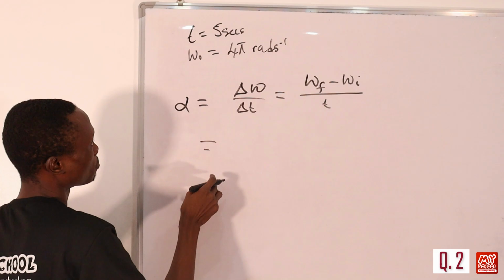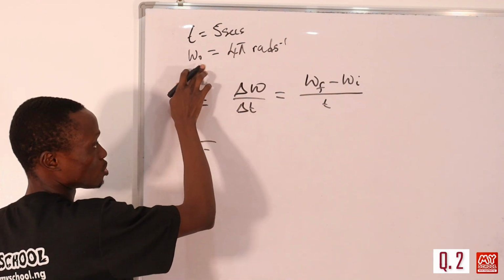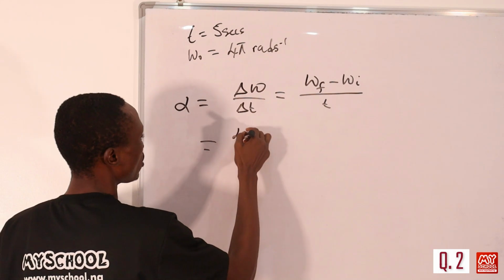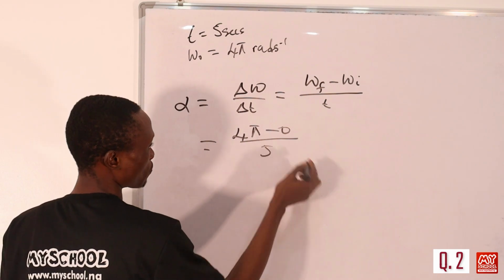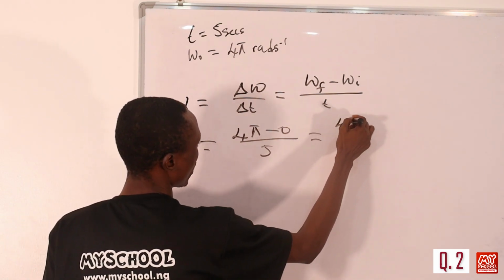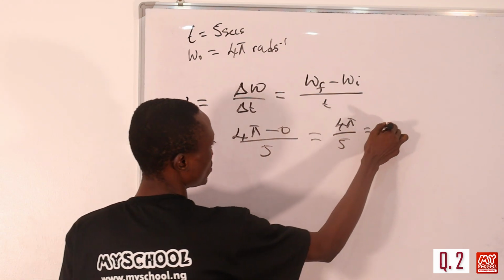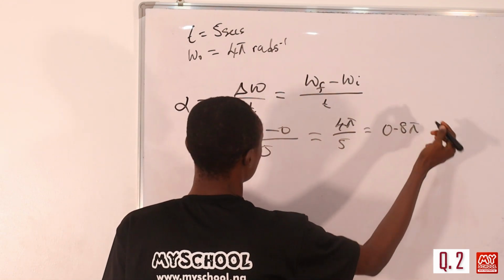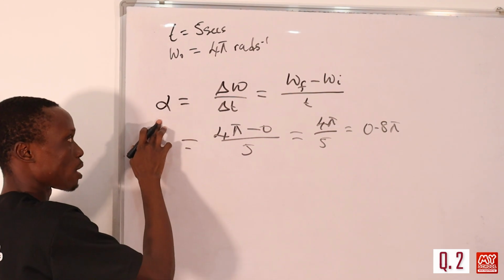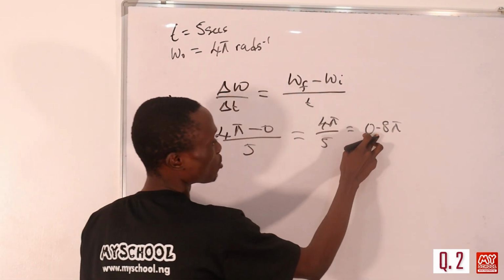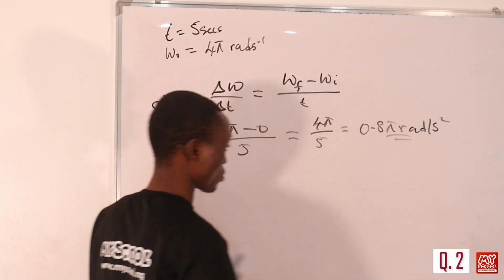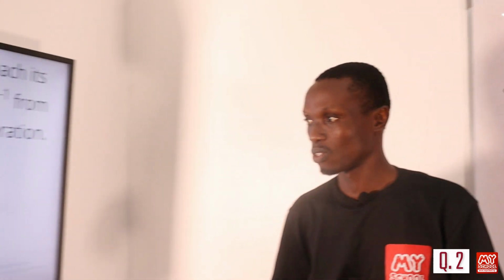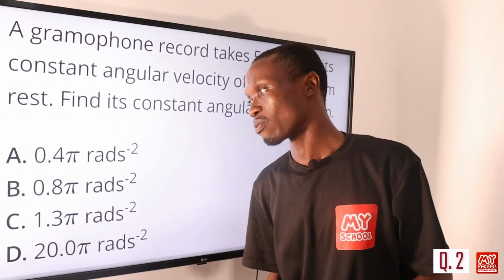Here we are only given the final angular velocity, so that means the initial velocity is 0. So we'll have 4 pi minus 0 all over 5, that is 4 pi all over 5. If we divide, we'll have 0.8 pi. Remember we are calculating angular acceleration, so that will be 0.8 pi radian per second square. So let's return back to the screen to pick the correct answer, and that is option B, 0.8 pi radian per second square.